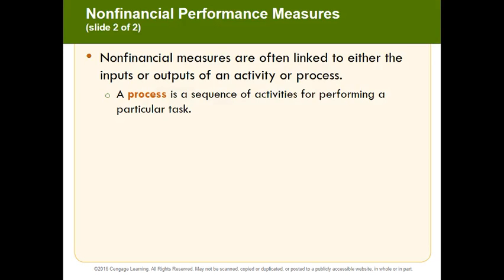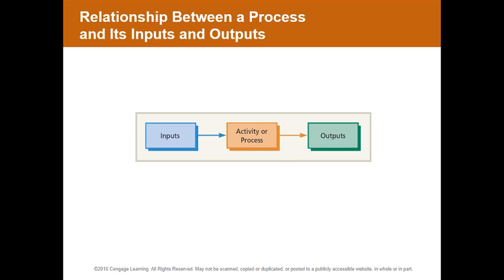These can be linked to a variety of inputs or outputs of any activity or process. A process is defined as a sequence of events for performing a particular task. Things don't just happen overnight. We have to do things in order for them to happen. So inputs come in to the activity or process to create our outputs.